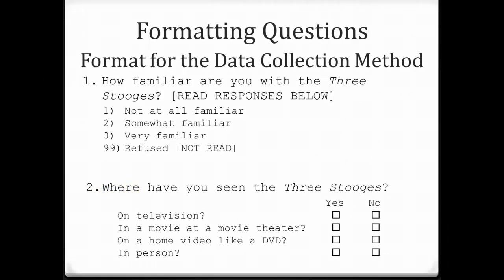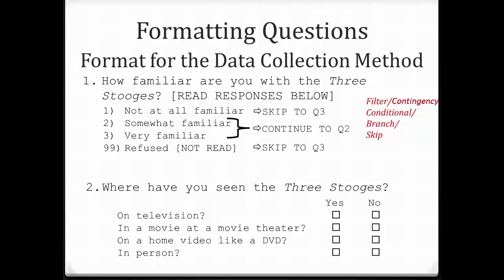Now look at these two questions. You've probably noticed that, depending upon the answer to question 1, question 2 does not apply. The names for this type of question vary. It could be called a filter, contingency, branch, or a skip question. But its purpose is the same, to allow respondents to skip around questions that don't apply to them. In this case, you will need to give instructions on what to do for both the interviewer and the respondent.